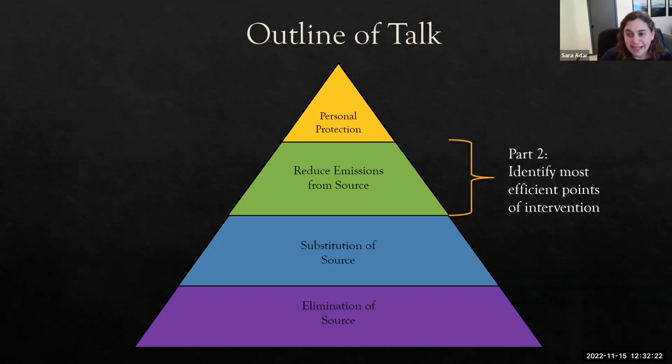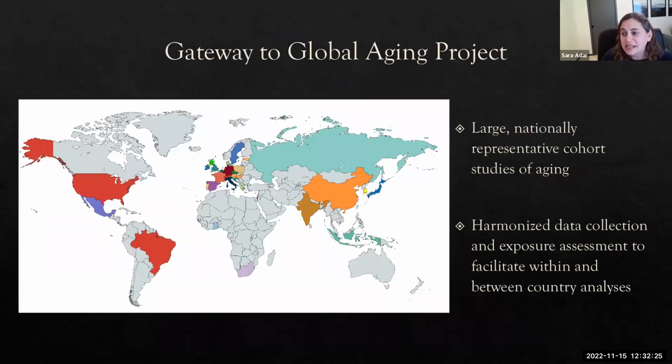And so in this next bit, I'm going to highlight some research that we have going on as part of this Gateway to Global Aging study that actually has many different objectives. But the piece I'm going to focus on here is really studying these different sources in a way to try and provide insight into perhaps the most efficient strategies for intervening on particles and improving health. So really briefly, the Gateway to Global Aging project is a big study funded by the National Institutes of Aging.